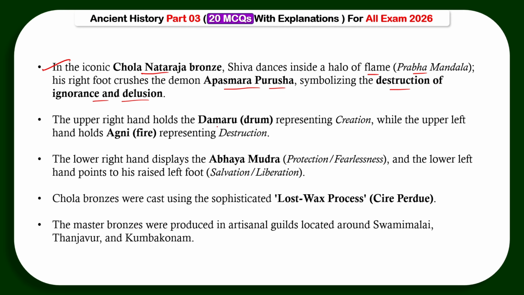The upper right hand holds the Damaru drum, representing creation, while the upper left hand holds Agni, fire, representing destruction. The lower right hand displays the Abhaya Mudra, protection and fearlessness, and the lower left hand points to his raised left foot, salvation and liberation. Chola bronzes were cast using the sophisticated lost-wax process, Cire Perdue. The master bronzes were produced in artisanal guilds located around Swamimalai, Thanjavur, and Kumbakonam.